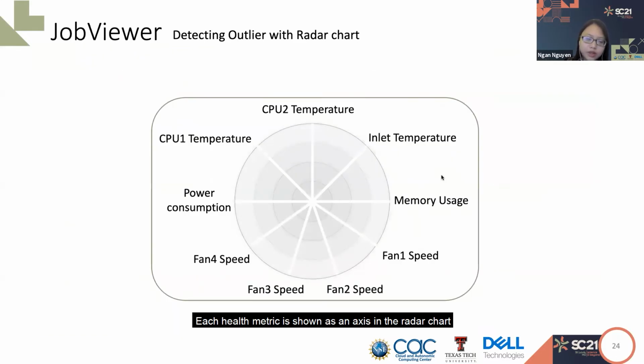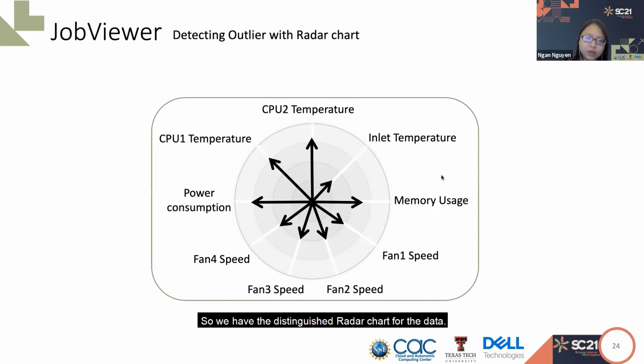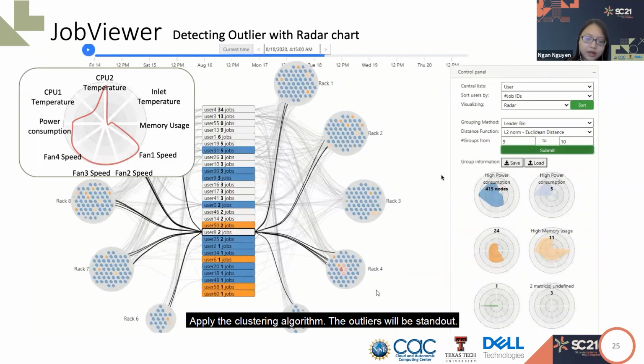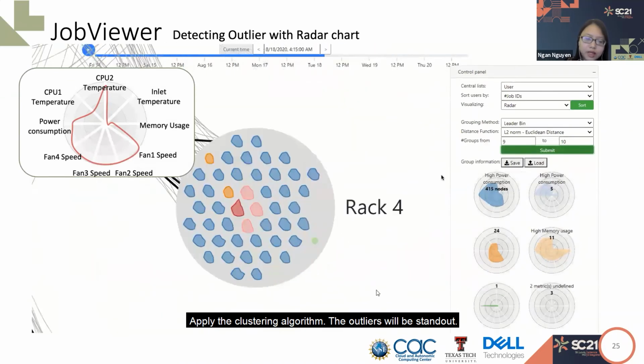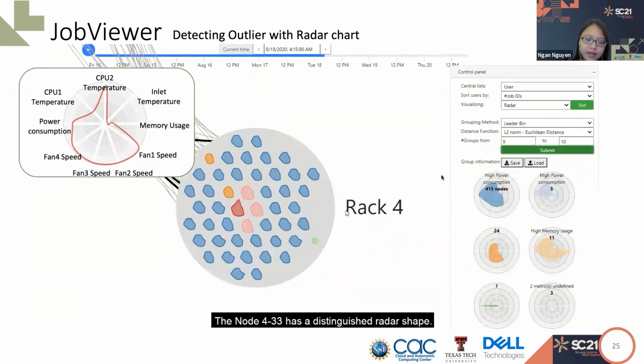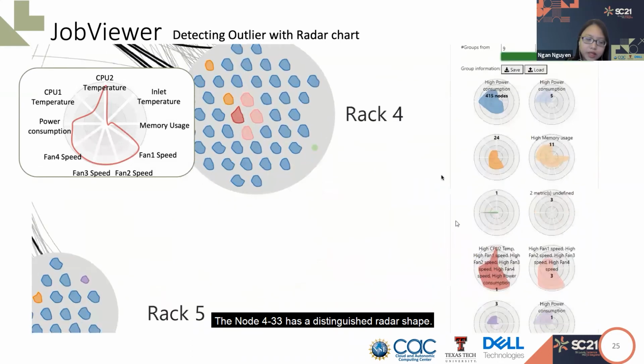Each metric is shown as an axis in the radar chart, so we have a distinguished radar shape for the data. When we apply the clustering algorithm, the outlier will stay out. Node 33 has the distinguished radar shape.